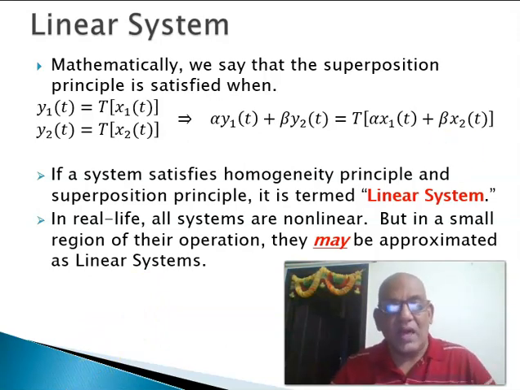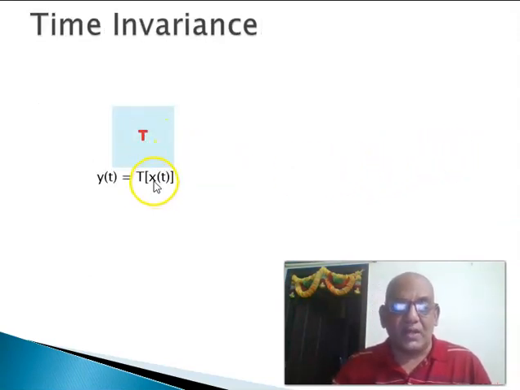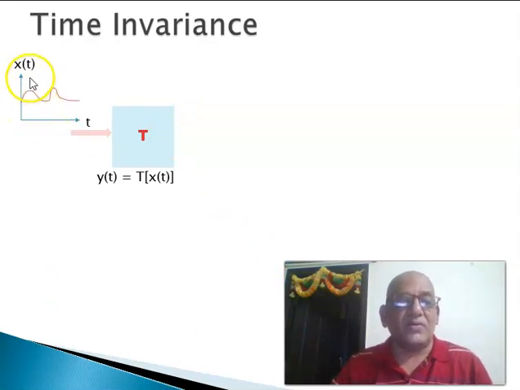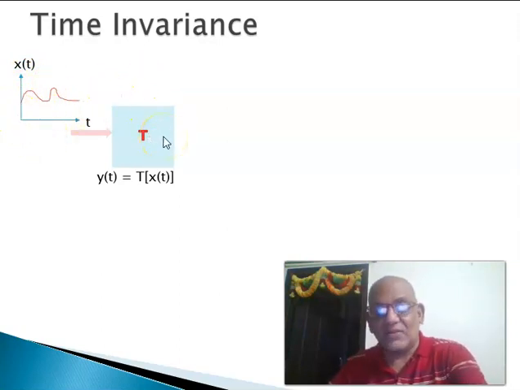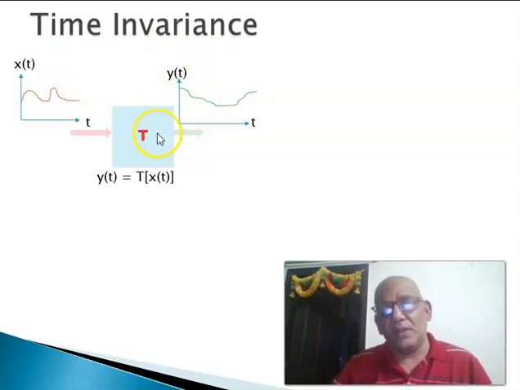Let us say you have a system T as shown here. It takes an input x of t, modifies it according to whatever is its internal arrangement, and gives out an output y of t. To this system, let us say we apply an input x of t. Whatever is the time dependent shape of this x of t, we give it as input, and let us say we get an output as shown here, whatever shape it is. This input and output relation depends on the system that we consider.